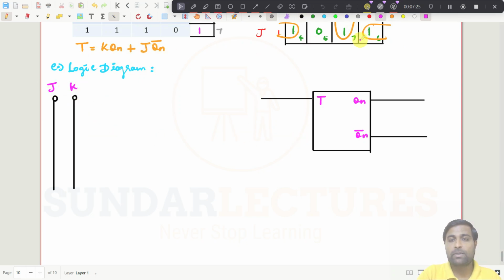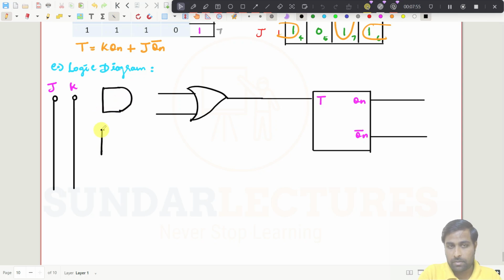And what is the expression you are getting here? You need an OR gate to connect these two. The OR gate output should be connected to the T input. The OR gate will have two inputs, and both should be connected from AND gates, right? Two AND gates you need.